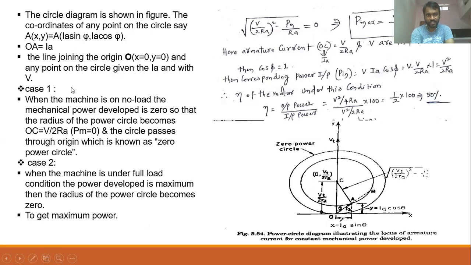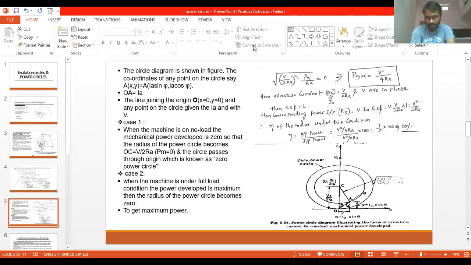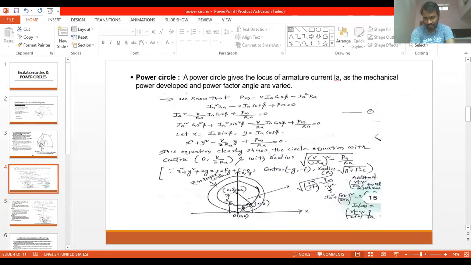If I assume case one, when the machine is on no load, completely under the no load condition, at that time the mechanical power developed will be 0 here. So here the mechanical power equation, we have the formula here. The radius of the formula equals minus v by 2 RA minus PA minus PM, all square, equal to 0 here. When mechanical power is 0, we need to equate it to 0. This is the radius of the circle.